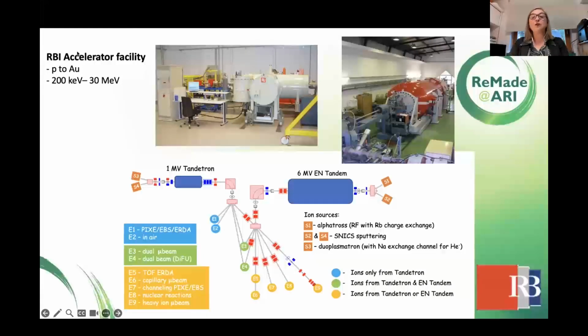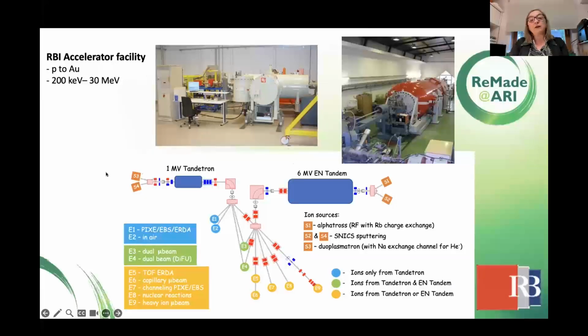Just an introduction, I'm coming from the Ion Beam Laboratory, the Ruđer Bošković Institute Accelerator Facility. We run two accelerators, a 1 megavolt Tandetron and a 6 megavolt tandem. And we can accelerate different kinds of ions, from protons to gold ions, and cover a wide range of energies, from 200 keV up to 30 MeV.